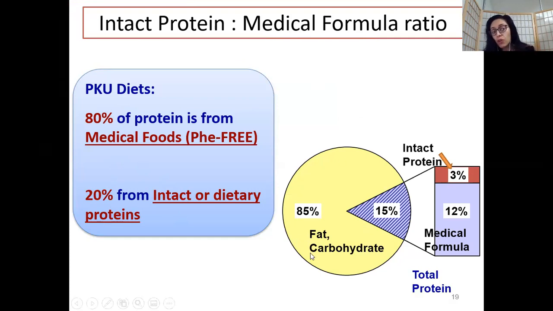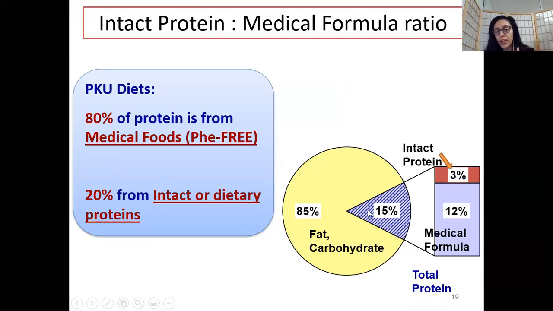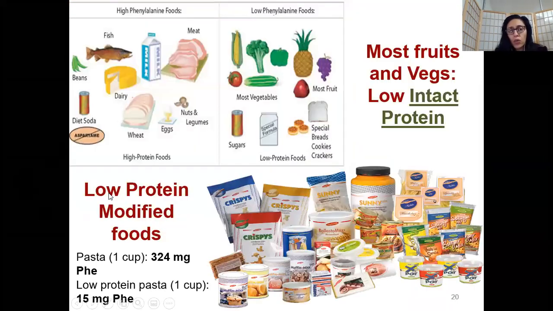Okay, so now if you look at a PKU individual's overall diet, 85% is roughly fat and carbohydrate, 15% is protein, and within this 15%, 80% is medical foods and 20% is from dietary protein. Okay, roughly speaking. All right, so now guys, if we say they need 80% from medical foods and 20% from intact protein, why?